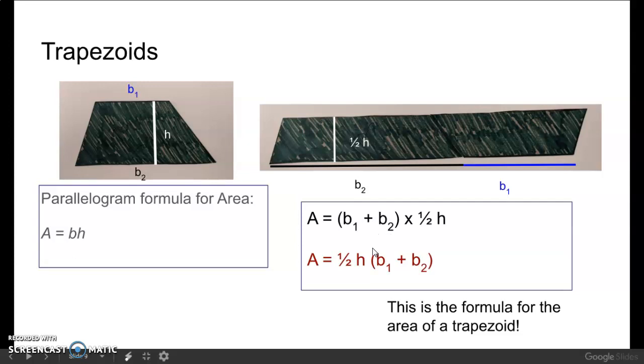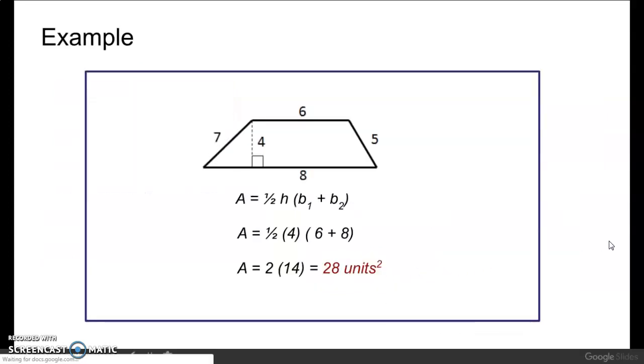And as long as the variable's right next to the parentheses, it means multiply. So this is half of the height times the sum of the bases, or b1 plus b2. This is the formula most often used for the area of a trapezoid.